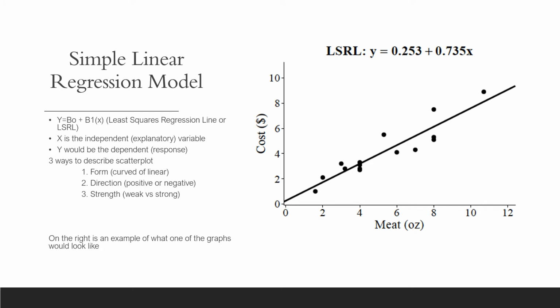One of the main topics to talk about is the simple linear regression model. This is a model that basically puts a best fit line in data based on a scatter plot and finds a formula, which is the least squares regression line, or LSRL. And three ways to describe the scatter plot would be form, direction, and strength.